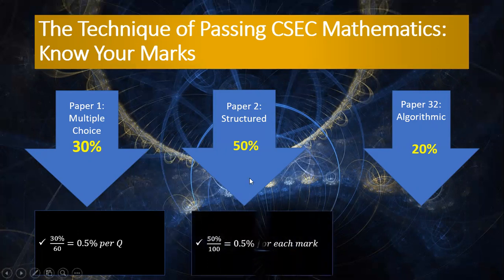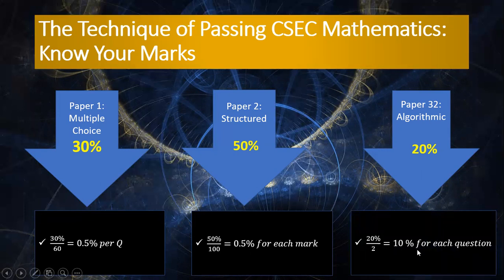Paper 2, 0.5% is for each mark, whereas for Paper 1, 0.5% of your overall mark would be per question. Paper 3, you have 10% for each question. This is the heaviest percentage-wise, people. You have 2 questions and 10 marks each, that's 20 marks in total. So 1 mark is equal to 1% for Paper 3, unlike Paper 2, where 0.5% is 1 mark, and Paper 1, 0.5% per question.